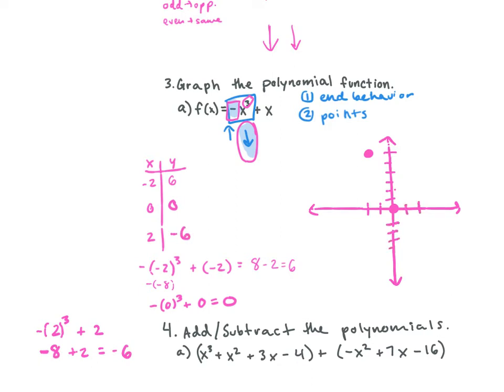So we just need to make sure the lines in our graph match our arrows here, so we start going up and end going down.